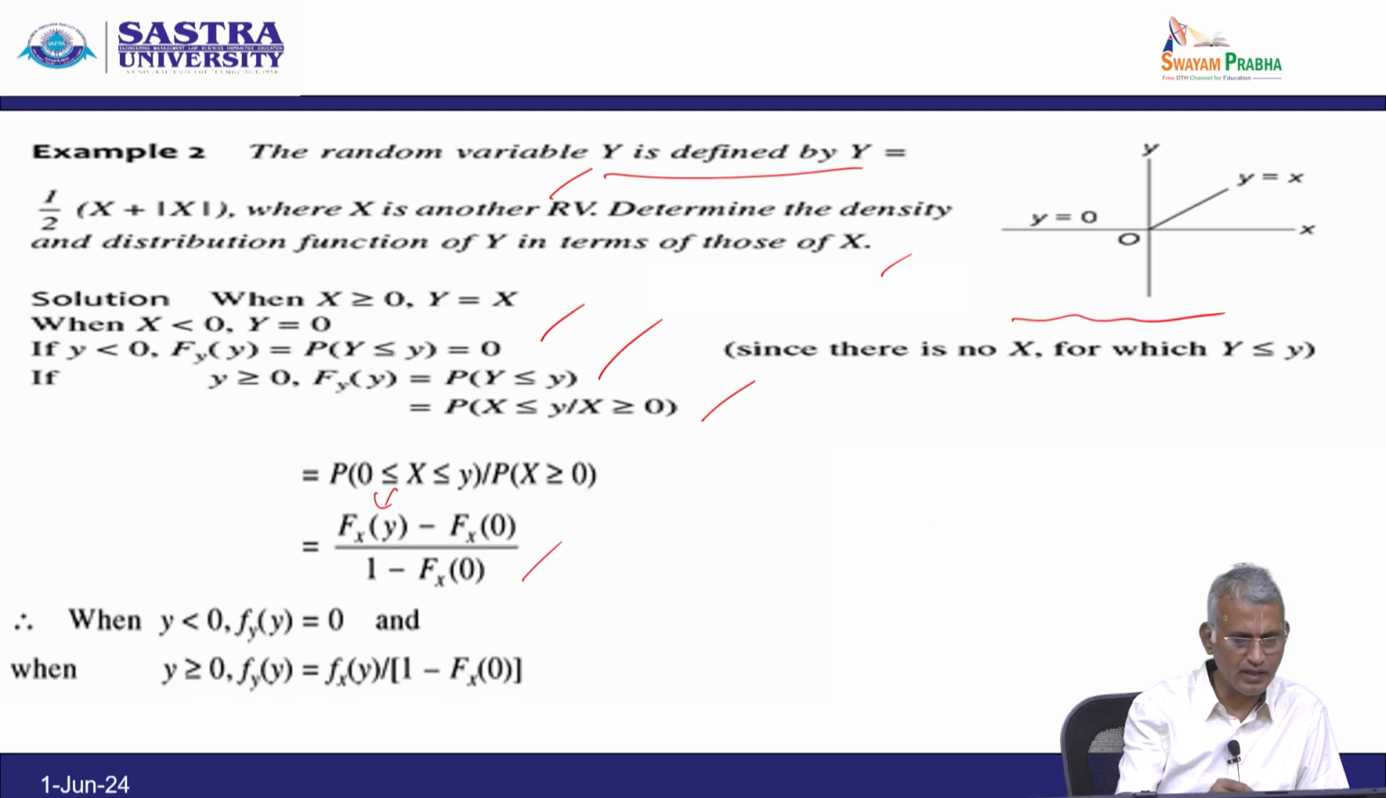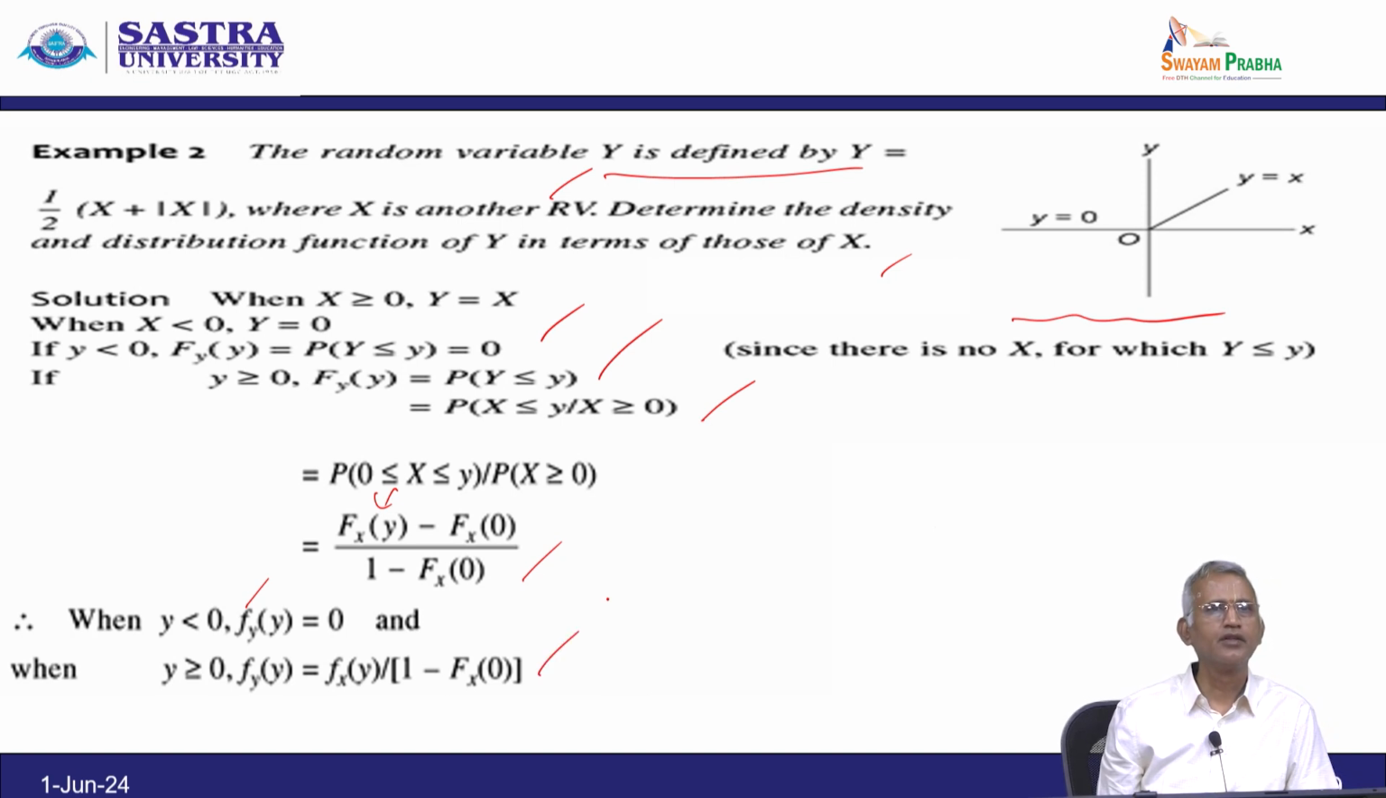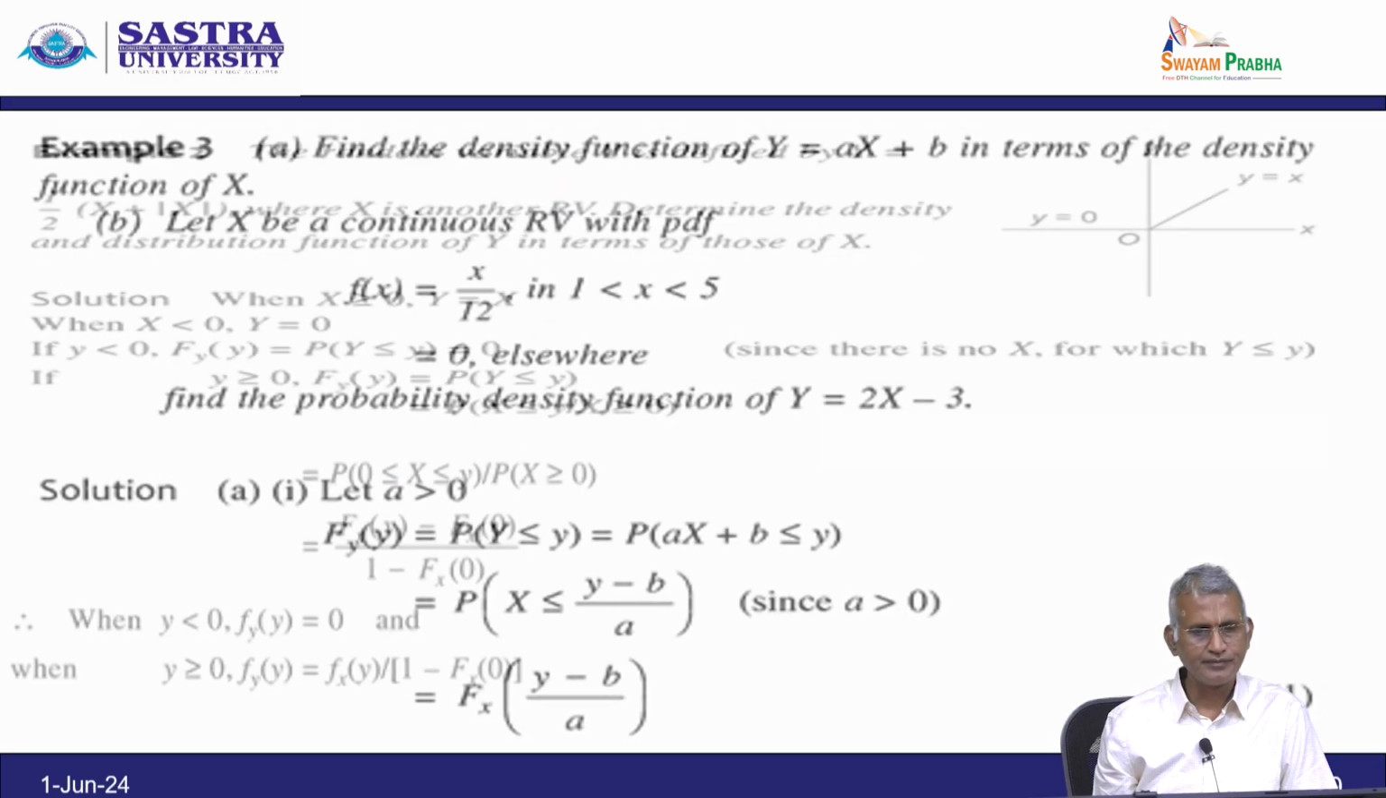So, when y is negative, F y of y is 0, and when y is positive, F y of y is Fx of y divided by 1 minus Fx of 0. So, this function you have to remember for y negative and y positive. When y is negative, it becomes 0. When y is positive, the corresponding function is defined like this.